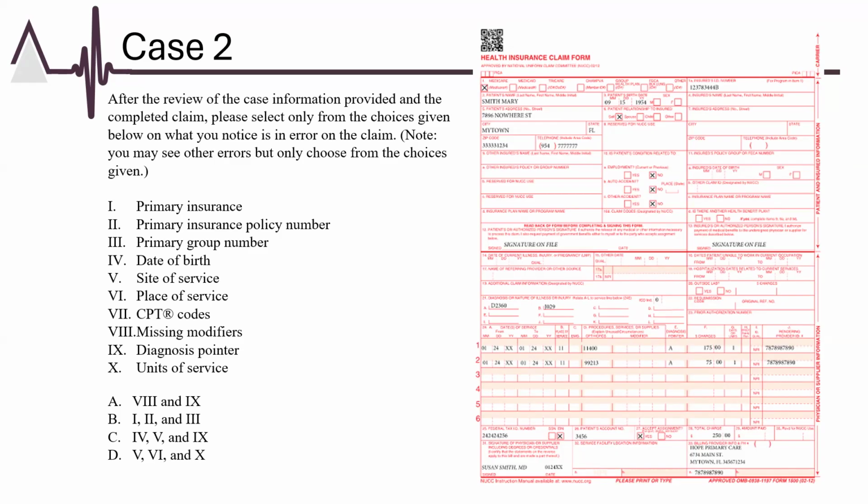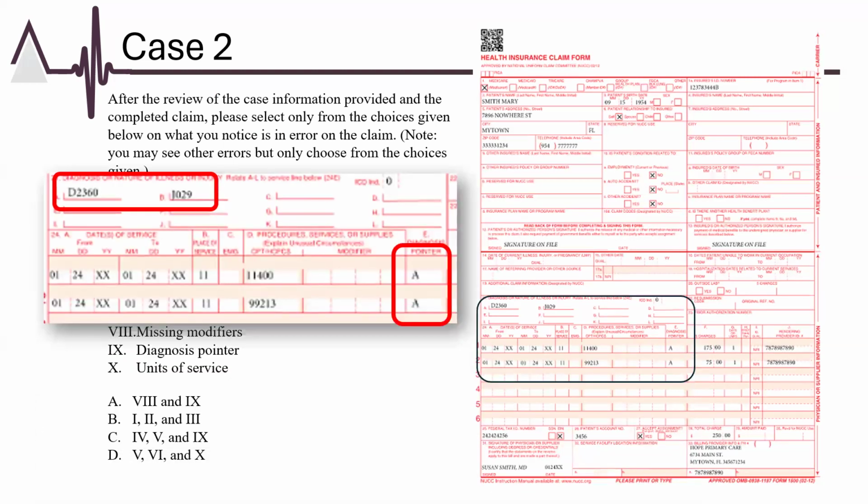Let's start by seeing which answers share value. A and C share number 9, and C and D share number 5. I would start with number 9. 9 focuses in on the diagnosis pointers. In this case, we can see 2 diagnoses, but only 1 pointed.